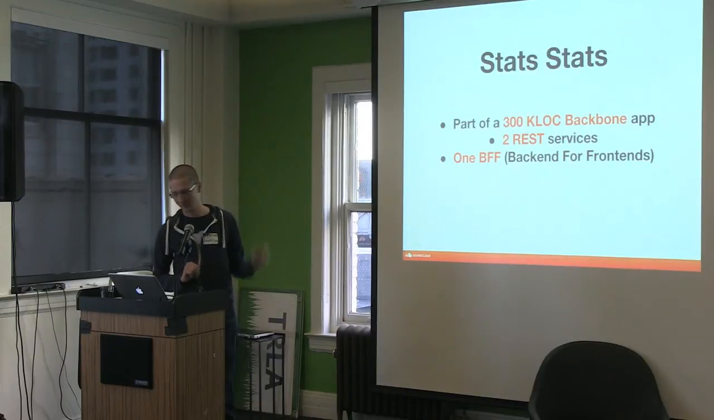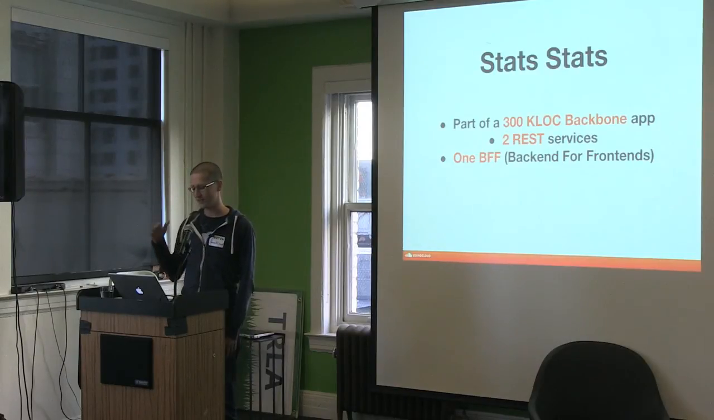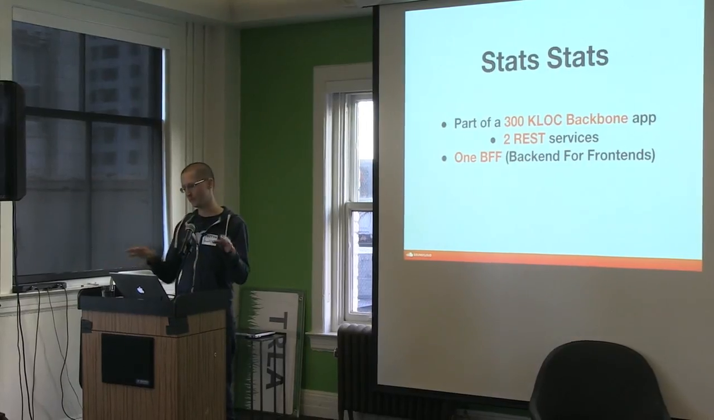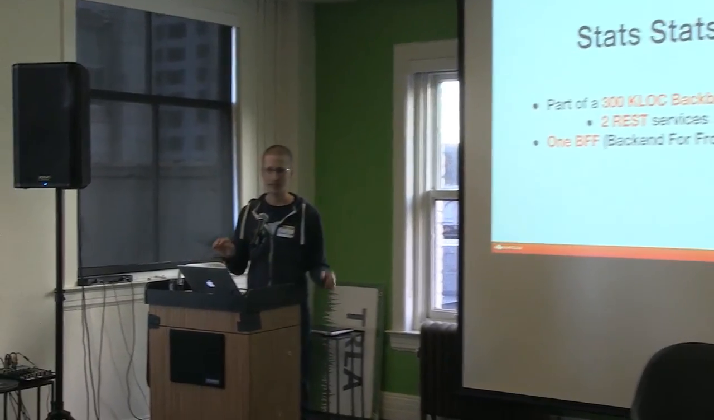So we have this BFF service, which is not best friends forever, but back end for front ends, which is basically the user facing API talking to different microservices and knows how to authenticate, knows which data to join from which part of our infrastructure.